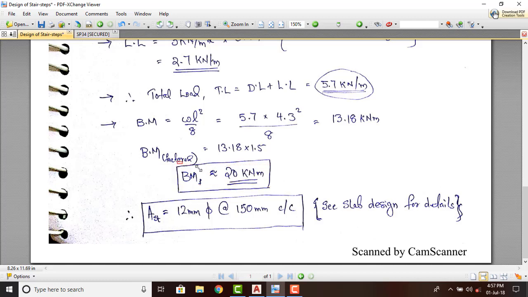For this 20 kN meter, we have calculated the area of steel as 12 mm dia bar at 150 mm center to center. This area of steel we have calculated in the same way as we have calculated the area of steel for a slab. And how we calculated the area of steel for a slab, we can check out by clicking the link which I have given at the top, or you can see the description section below. In that I have explained how we can do the design of a slab manually, and I have explained it with the help of an Excel sheet. So in this case, I will just go through the design of that slab using the Excel sheet.